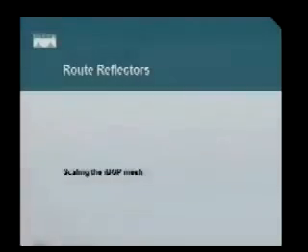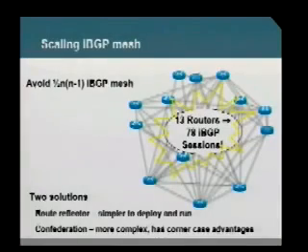Next one, route reflectors. This is all about scaling the iBGP mesh. So you've got 13 routers in your network, that's 78 iBGP sessions. That's probably fine for a small network these days. What happens with an extremely large network? 500 routers? 1,000 routers? With 1,000 routers, you're just short of 500,000 iBGP sessions. Anybody fancy maintaining 500,000 iBGP sessions on the router?